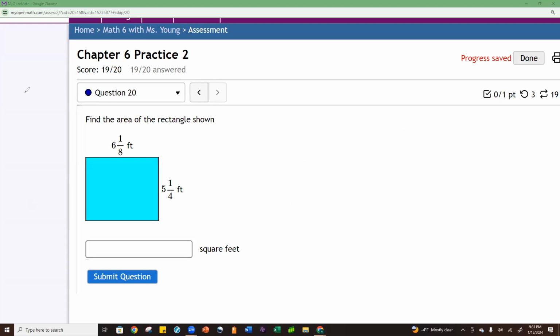This one is area. Recall that area for rectangles is base times height. So I need to do 6 1/8 times 5 1/4. I need to convert these to improper fractions first. 6 times 8 is 48, plus 1 gets me 49/8. 5 times 4 gets me 20, plus 1 gets me 21 over 4. Now, this would be a great one to use cross-canceling, but 8 and 21 don't have any common factors, and 48 and 4 don't have any common factors. So this problem is going to be a little bit annoying.